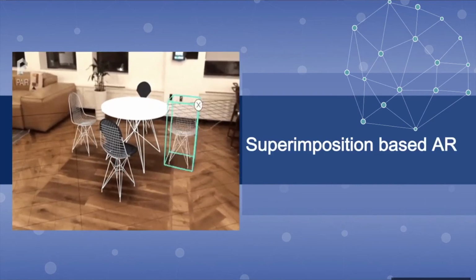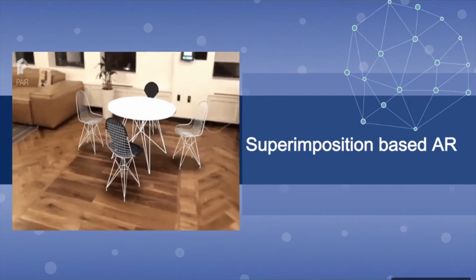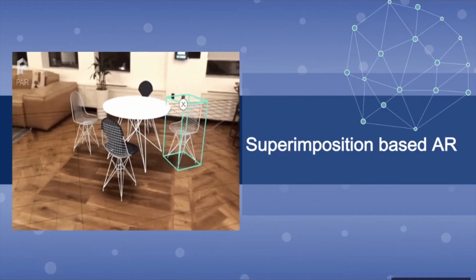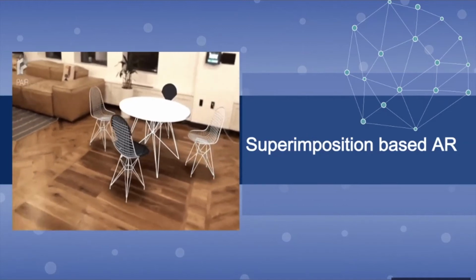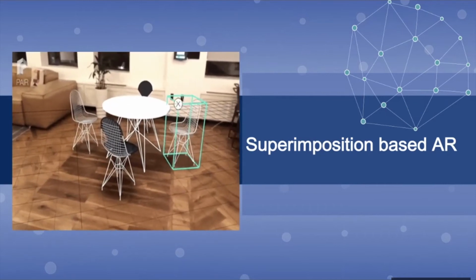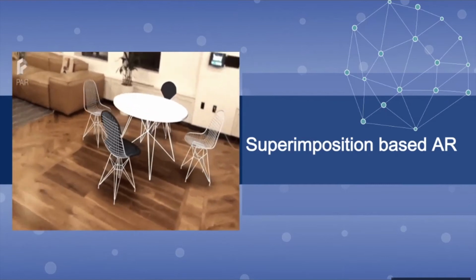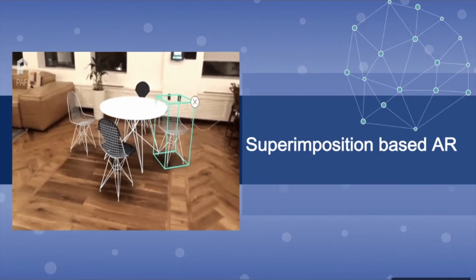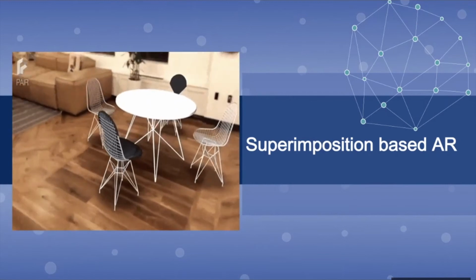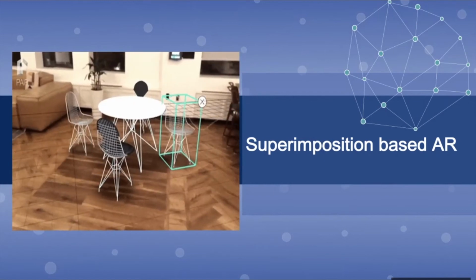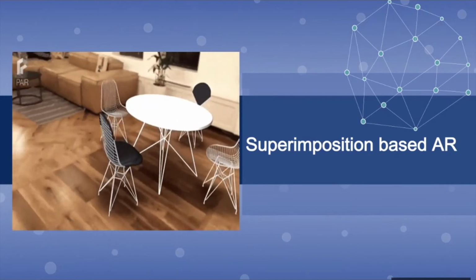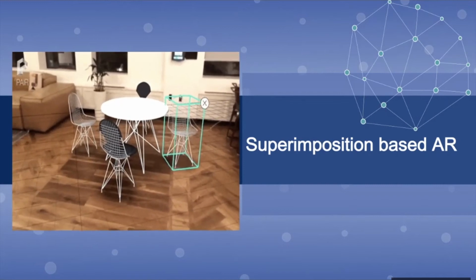The last one is superimposition-based AR technology. Superimposition-based augmented reality uses object recognition. The augmented image replaces the original image, either partially or fully. This type of AR is commonly used in the medical field to superimpose an X-ray onto a patient's body. The X-ray machine is the best example for superimposition-based augmented reality, and it can also be used to enhance a historical tour.